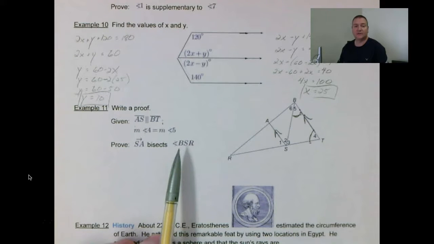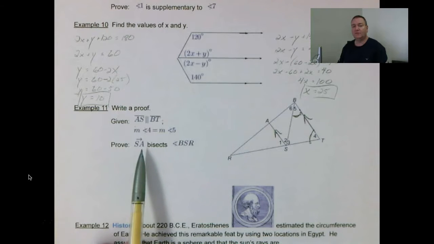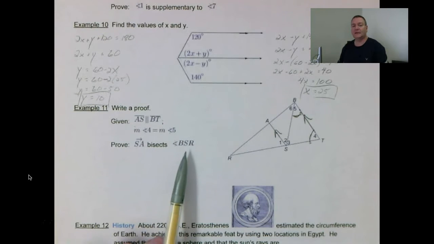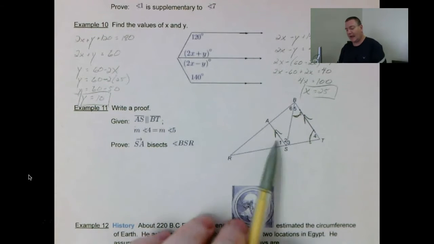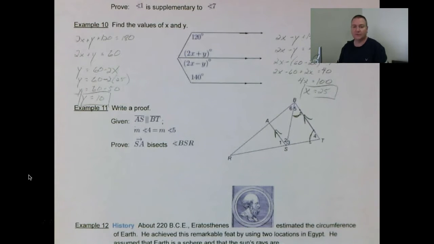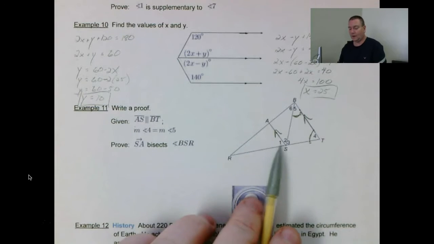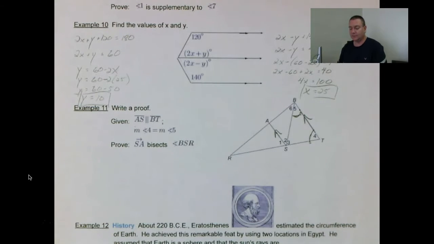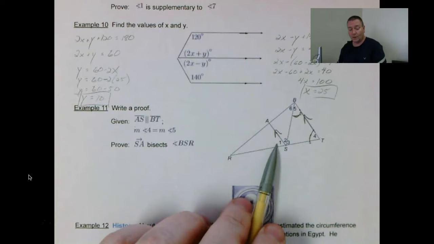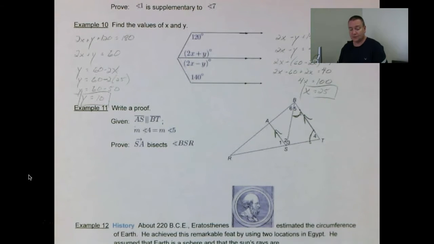trying to prove and say to myself, well, what must I have shown just prior to this? If I want to say ray SA bisects angle BSR, I had to have said just before that statement, angle 1 is congruent to angle 2. That's the only way I would get ray SA bisecting angle BSR, because that's the definition of an angle bisector, is that angle 1 be congruent to angle 2. So my goal here is to prove that angle 1 is congruent to angle 2.